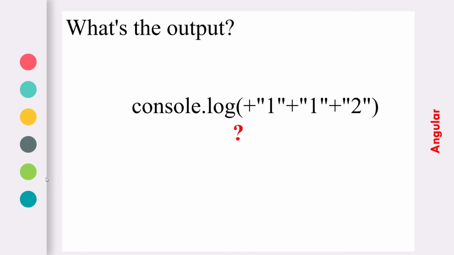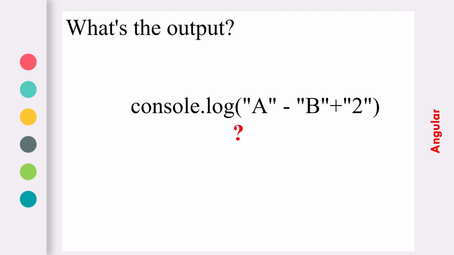So the next one is, what's the output of console.log(+"1" + "1" + "2")? The first plus is a unary plus operator, which converts plus string 1 to 1. So this part will become 1, and we are concatenating the rest of the string parts to 1. So the output is 112.